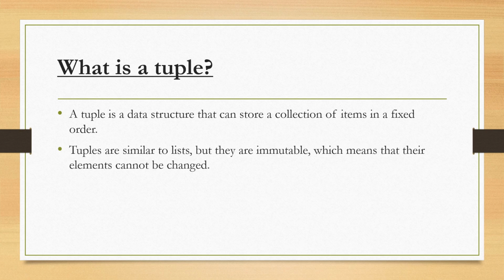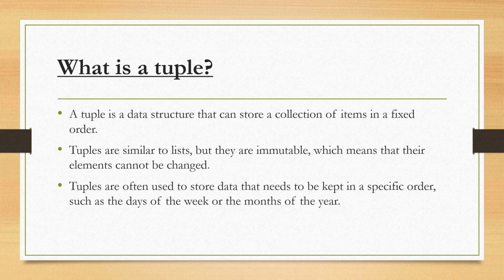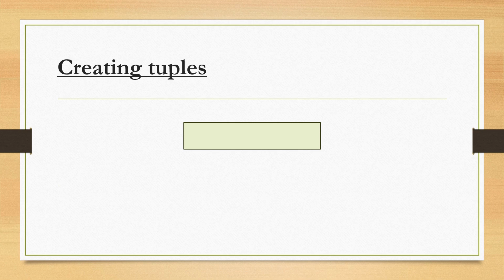Tuples are similar to lists but they are immutable, which means that their elements cannot be changed. So this is the simple or major difference between list and tuple. A list can be changed but a tuple cannot be changed, because tuples are immutable. Tuples are often used to store data that needs to be kept in a specific order, such as days of the week or months of the year.